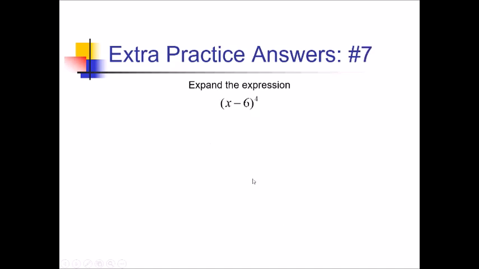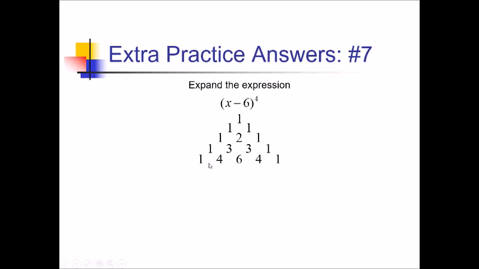On this problem, I'm trying to expand x minus 6 to the 4th power. So I'm going to use Pascal's triangle down to level 4 to get the shortcut formula for this. So here's level 0, level 1. Level 2 is going to be 1, 2, 1. At level 3, I've got 1, 3, 3, 1. And at level 4, I have 1, 4, 6, 4, 1.